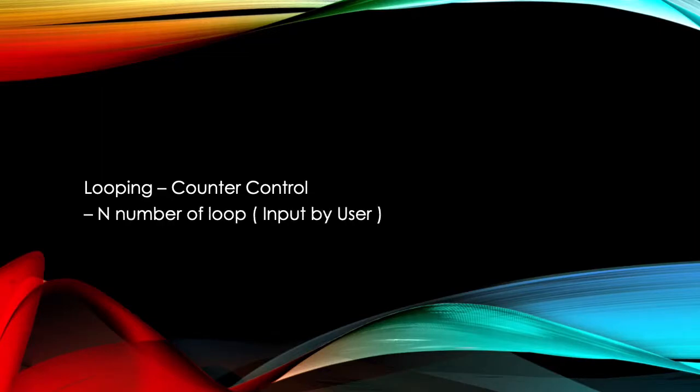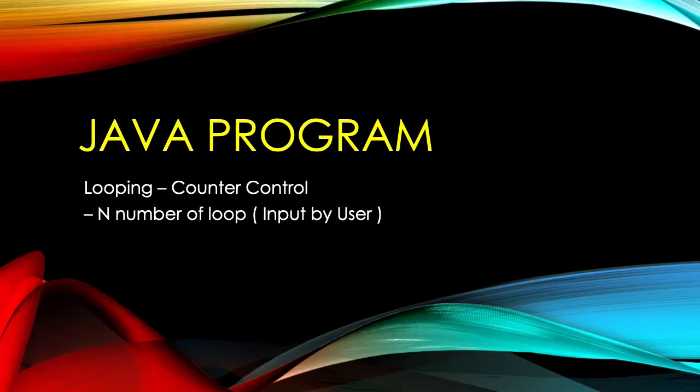We continue our lesson again with the topic of looping with counter control. Continue with the topic of n number of loop. The number of loop will be input by the user, and we move to the third step of the problem solving process, which is the implementation. We are going to use the Java program. I hope you understand the problem analysis and the algorithm that we did in the previous lesson.